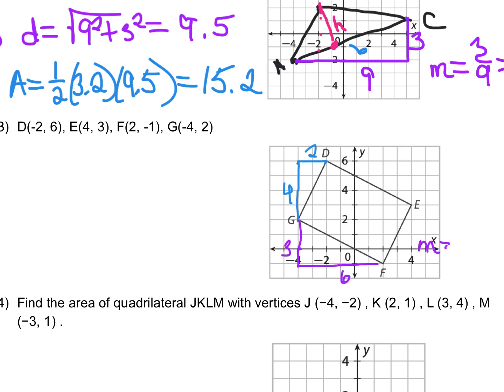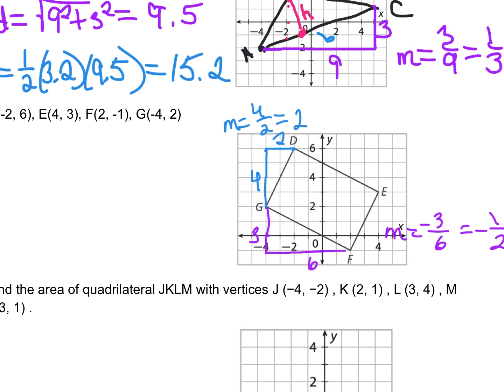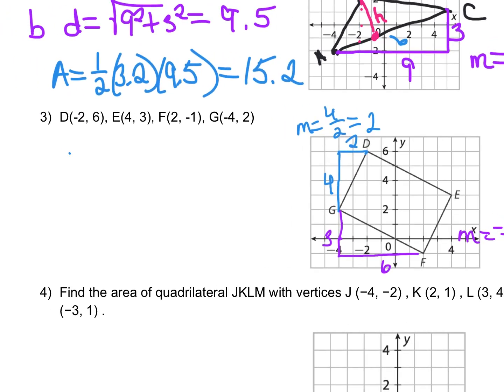So my slope is down 3/6, which is negative 1/2. And my blue slope is up 4/2, which is positive 2. Those are opposite reciprocals. So it is definitely a rectangle. So now to find area, the distance of that blue is 4 squared plus 2 squared, which is square root of 20, which is 4.5.